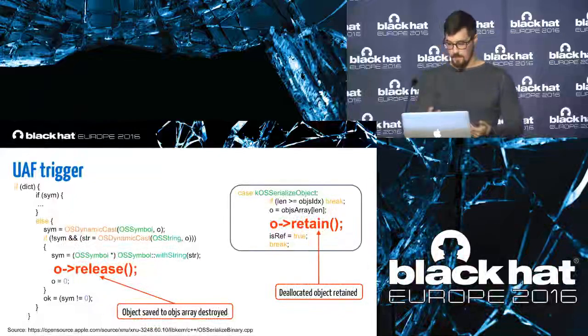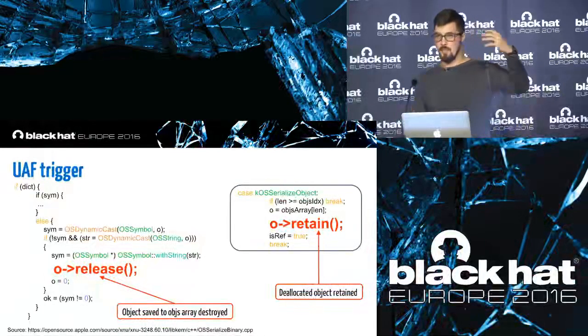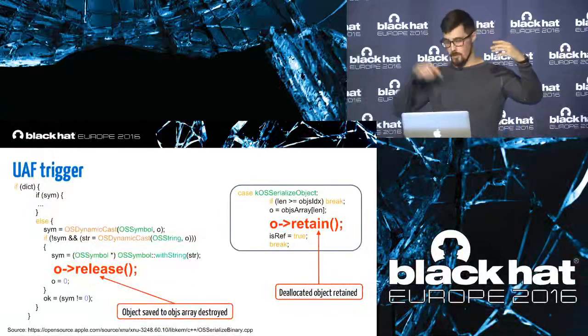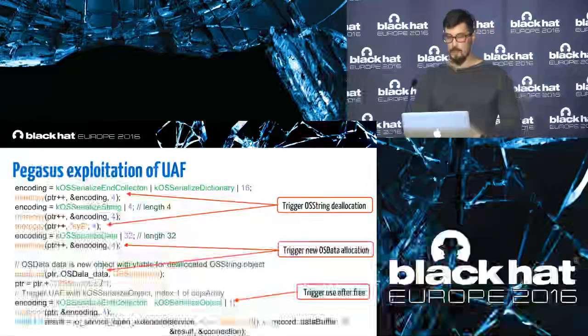And here's our friend kOSSerializeObject that will call retain on an object that is saved in the array. So basically, the object is deallocated, the array still has a pointer to it, and we call retain on this pointer. It's a classic use-after-free. How can we exploit it?